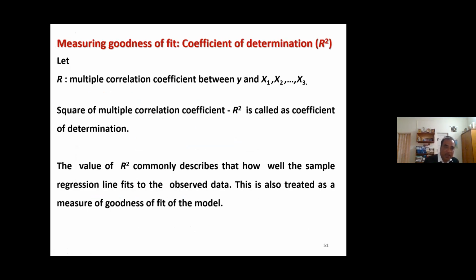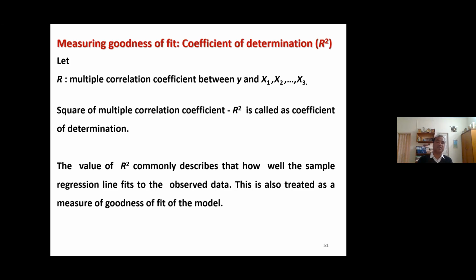Now I come to another aspect. Once you have obtained the model, you have to remember that you are obtaining the model on a very small set of data, but it is going to be valid for the entire population. You have chosen some selected independent variables and conducted the experiment according to your requirement. Now you want to know whether the model is good or bad. So we try to find the multiple correlation coefficient between y and the group of variables x1, x2, say xk, and then we square it. That is called the coefficient of determination.